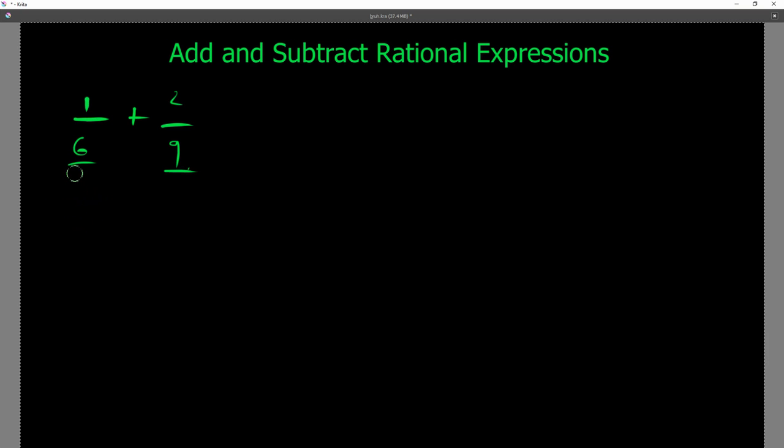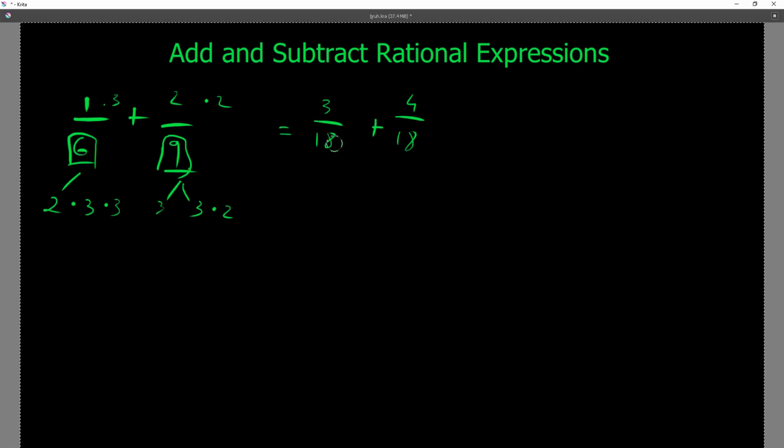So here you think about the 6. How do I make the 6 the same as the 9? The 6 is 2 times 3, and the 9 is 3 times 3. What does this one have that this one doesn't? It has a 2, so I have to multiply by 2 here. That means I multiply the top by 2. And what does this one have that this one doesn't? I need a 3, so multiply by 3 here and multiply by 3 here. I multiplied this by 3, so I have 3 over 18. I multiply this by 2, now I have 4 over 18. See, LCD, you can add them. Now you have 7 over 18.